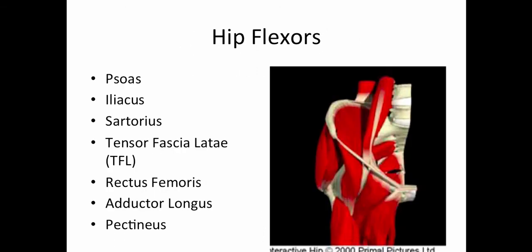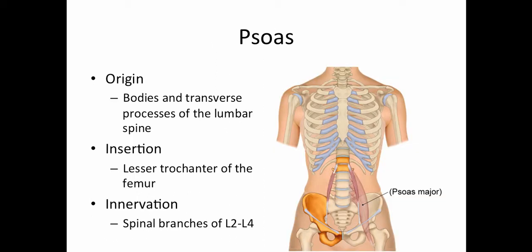First, we will discuss the hip flexors, including the psoas, the iliacus, the sartorius, the tensor fasciae lata, the rectus femoris, the adductor longus, and the pectineus. The psoas originates in the bodies and transverse processes of the lumbar spine. It then inserts in the lesser trochanter of the femur.